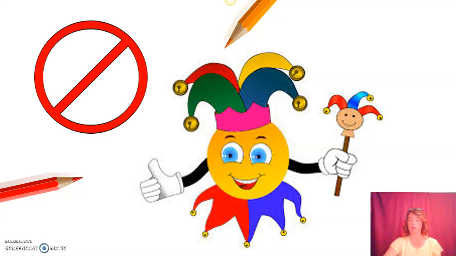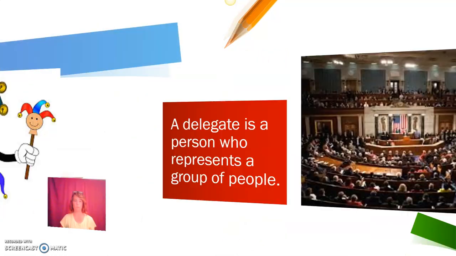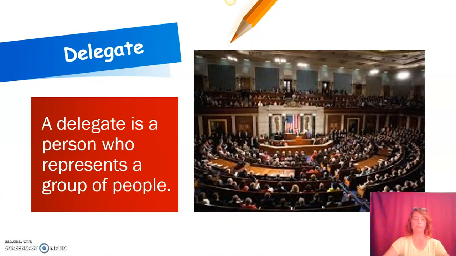Because the new set of laws, the Articles of Confederation, were not working out very well, 12 states sent delegates to a convention, or a meeting, in Philadelphia. A delegate is a person who represents a group of people. The delegates' task was to make the Articles of Confederation stronger and better for the rest of the country. The delegates decided to write the United States Constitution.